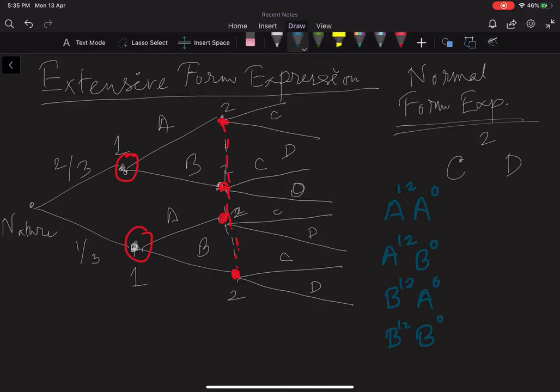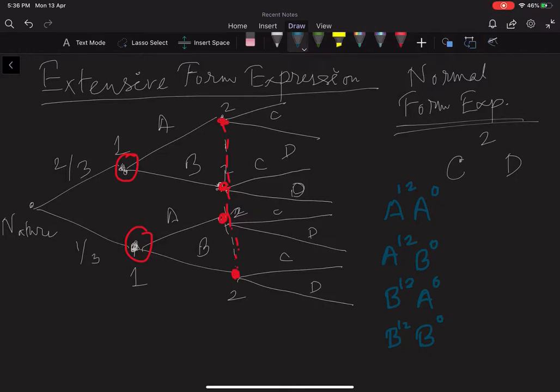Correct? Now, the question is, what are the payoffs? So these are the four strategies of A, right? A's strategy is type contingent. For each type, it has an action plan. Here the probabilities will come in handy to compute payoffs. So suppose player 2 chooses C in his information set, and player 1's strategy is A12 A0, basically to choose always A regardless of type.